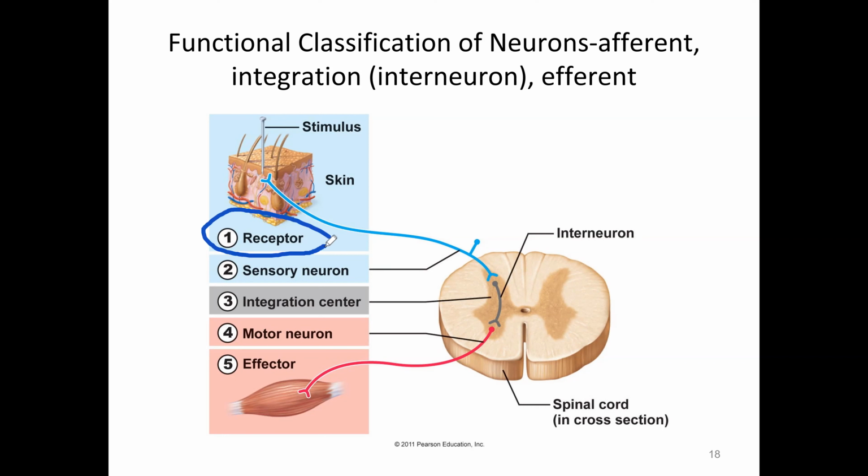So first we must have a receptor. Then we have this sensory neuron. The sensory neuron allows this information about pain to travel to your spinal cord. In the spinal cord, we have the integration center, which is going to be an interneuron. So the sensory neuron synapses with the interneuron. We just read that it connects sensory and motor neurons. Then we have a motor neuron that sends information away from the central nervous system to the effector, which in this situation is muscle.